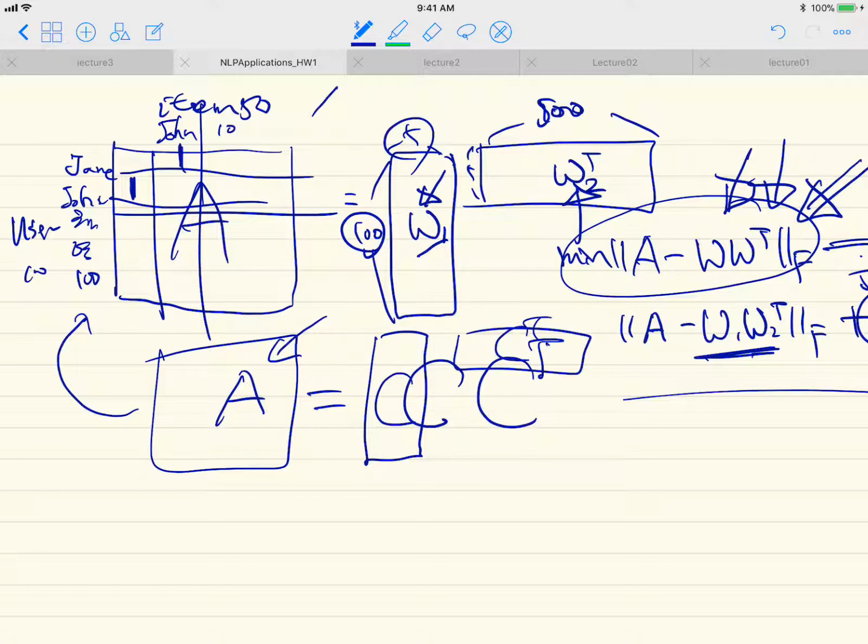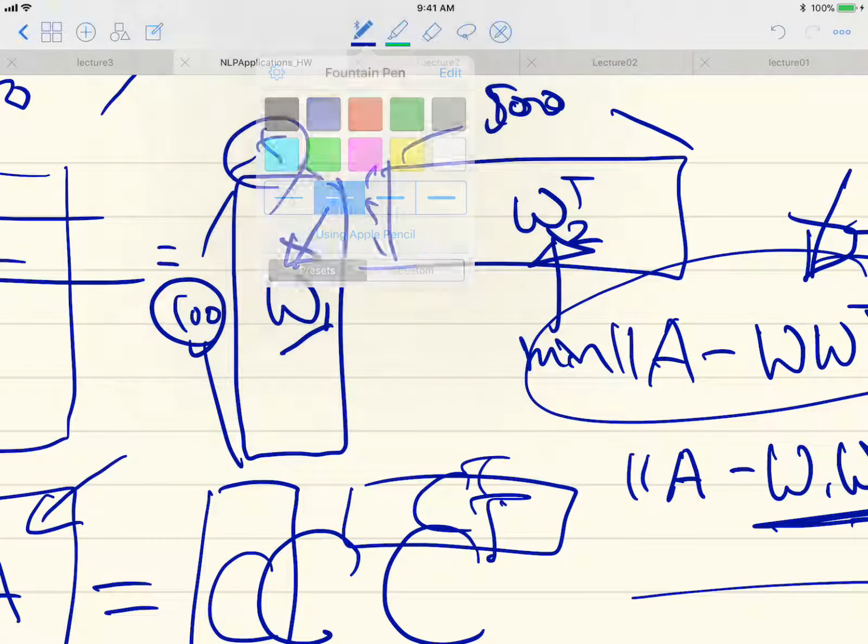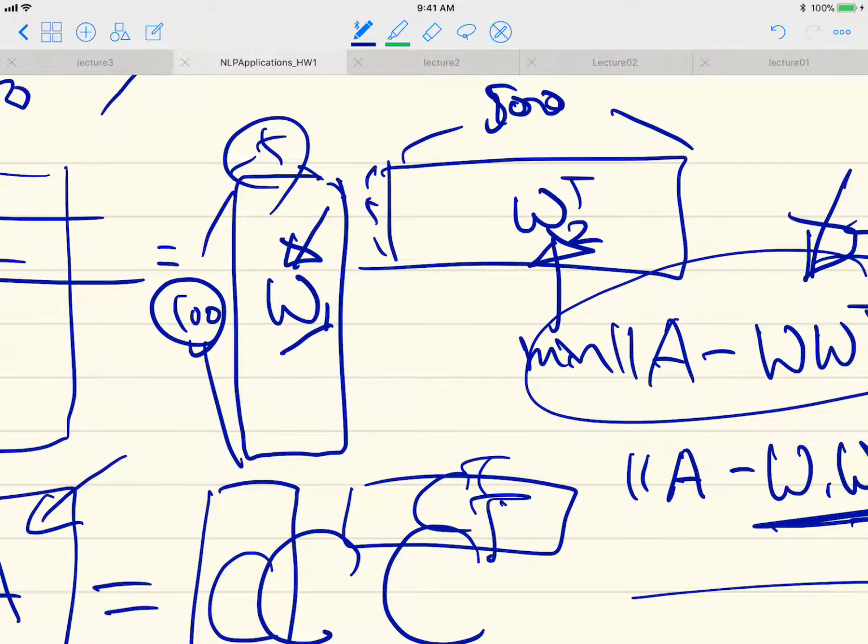And then how we interpret that low rank matrix or low rank vector is as follows. You remember the word embedding, and that first one is the word embedding vector W1, and that one is W2, the context word vector, right? And then we can think about all these vectors living in the same space, the same latent space, right?